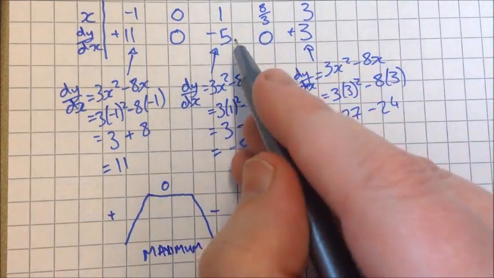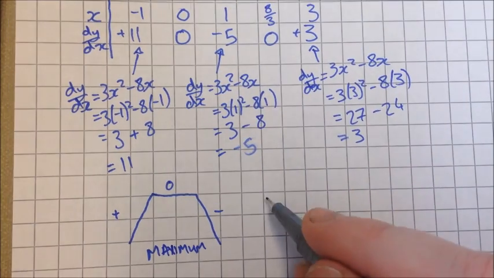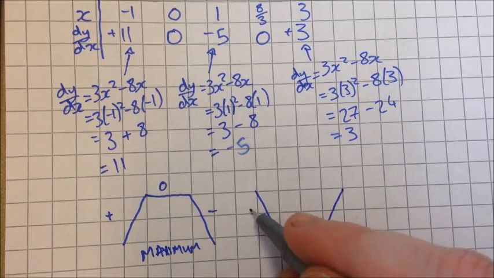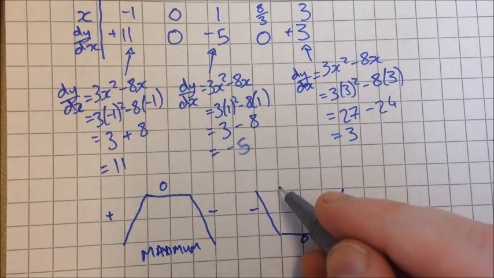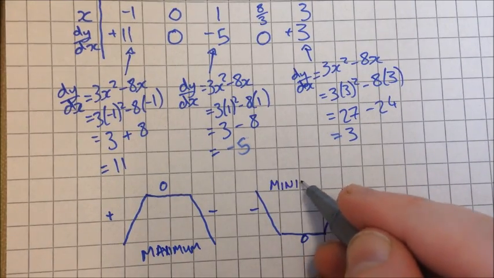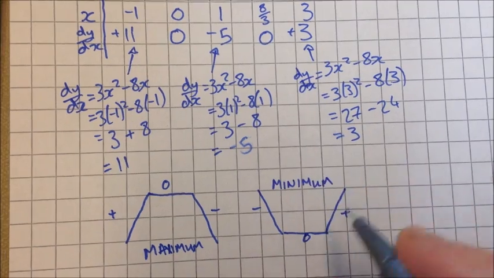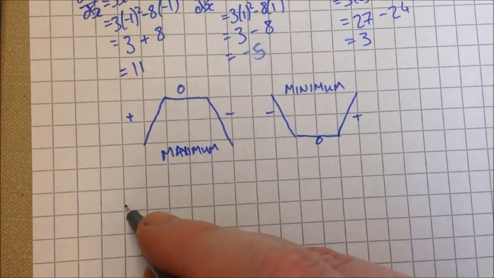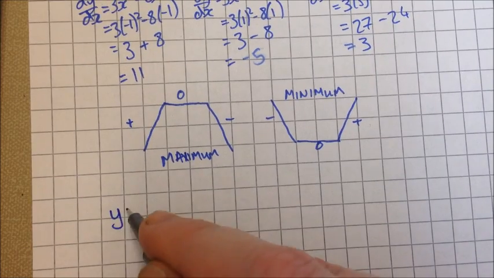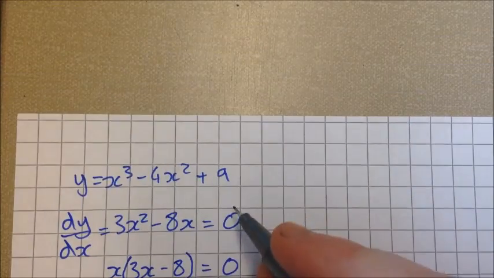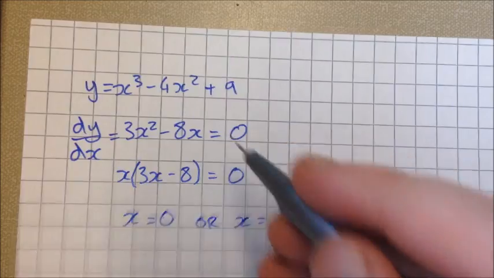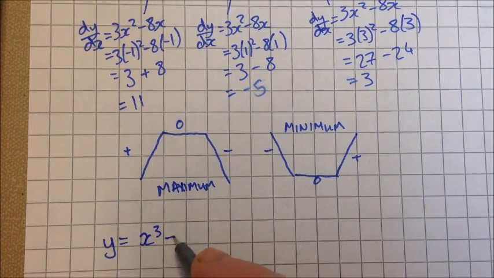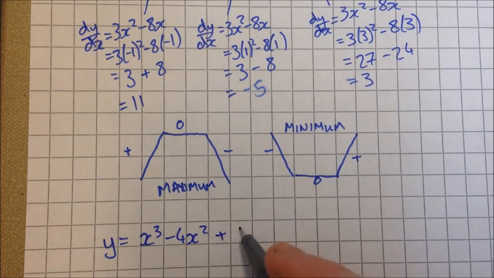And the second three values, we've got a negative, a 0, and a positive. So that is a minimum. Now we need to find out some y values to go with it. Let's go back to our function way at the very beginning. y equals x cubed, take away 4x squared plus 9.